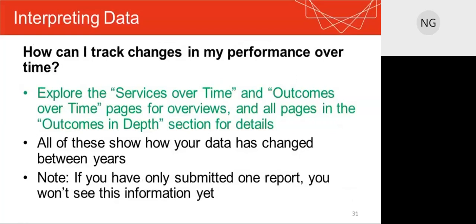How can I track changes in my performance over time? For this, we encourage you to explore the Services Over Time page and the Outcomes Over Time page in the dashboard. Those have helpful overviews of this. Additionally, all of the pages in the Outcomes in-depth section have more detail. We're not going to spend a lot of time exploring these pages today because that will be the focus of a future webinar, but we encourage you to take a look at these pages in the dashboard. All of these show how data has changed between years. Of course, though, if you've only submitted one report so far, then you won't see this information yet just because we only have 1 year of your data.